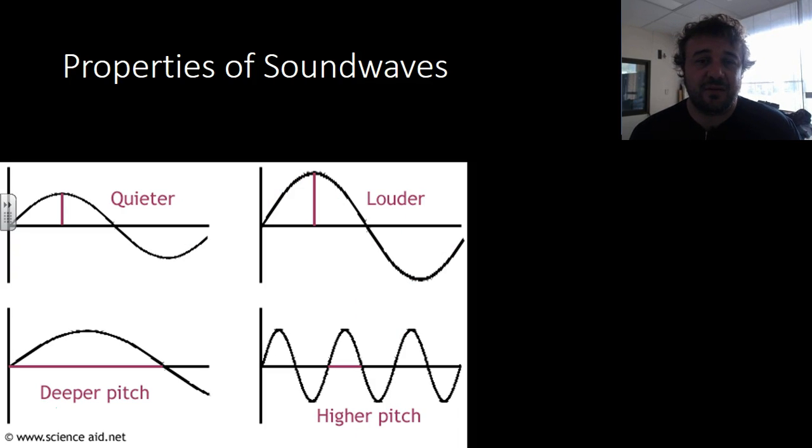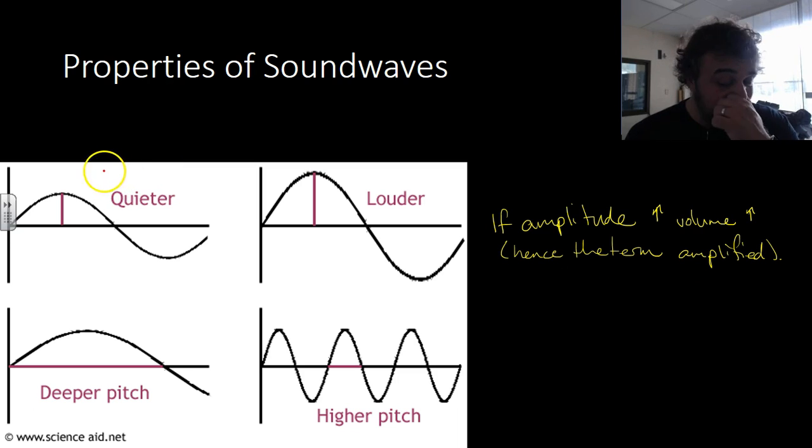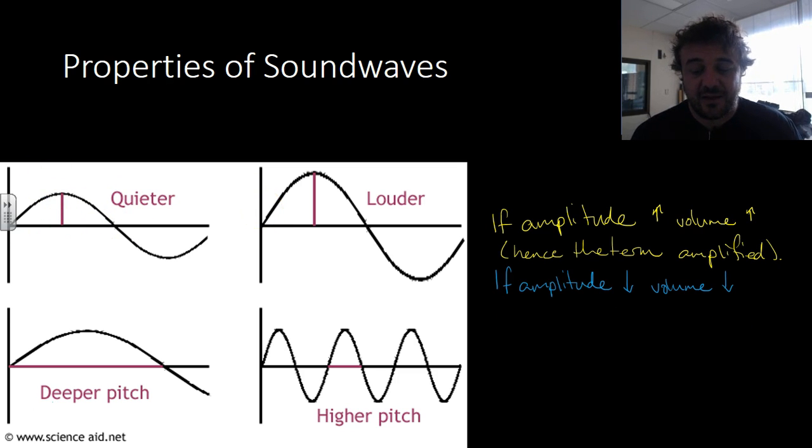And there are some properties of sound waves. We can draw it like a transverse wave, and that's actually the easiest way to do it, because then we can look at our amplitude. So if the amplitude goes up, so here's quieter, here's louder, the volume also goes up. This is where the term amplified comes from. Amplitude is the distance that the particles travel, and the higher the amplitude is, the louder it's going to be. And if the amplitude goes down, like here in the quiet, so it's a smaller amplitude, the volume goes down.